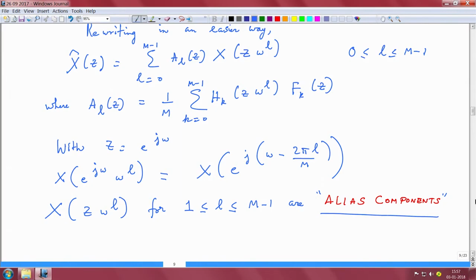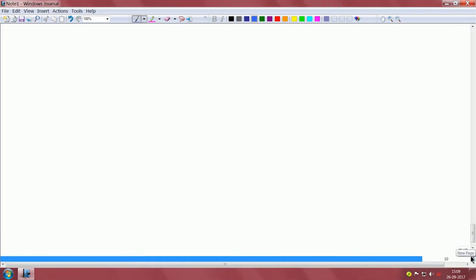Of course, a little bit of detail before we wrap up with the slide. Do not confuse the omega here, which is a frequency, with this w, which is basically the mth root of unity, and this is a small detail. So, I think you can now, to avoid aliasing, AL of Z has to be 0 for all these components, L equals 1 to m minus 1.